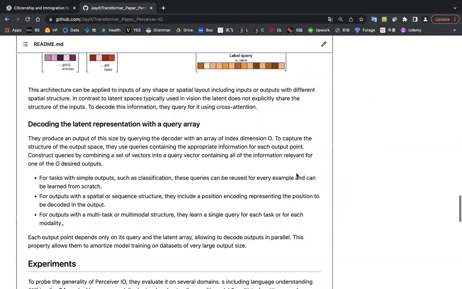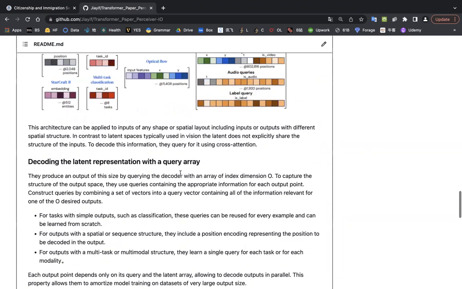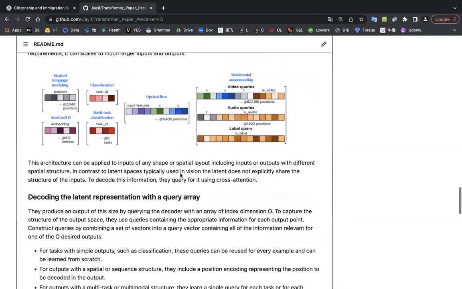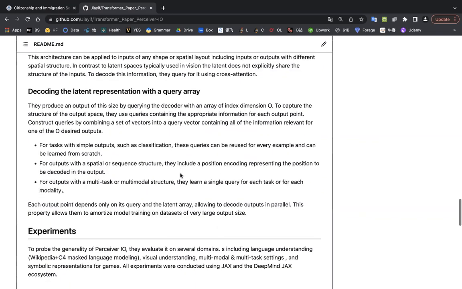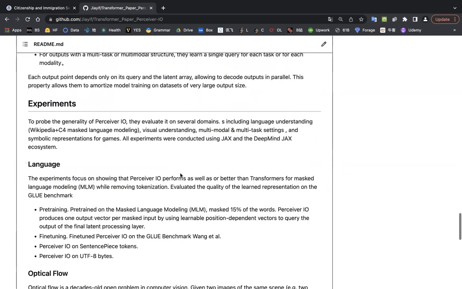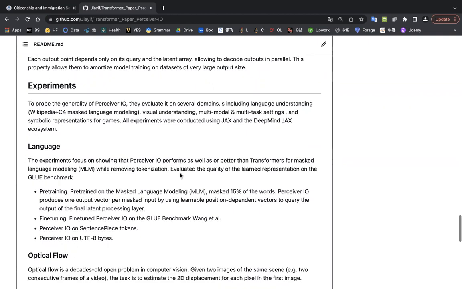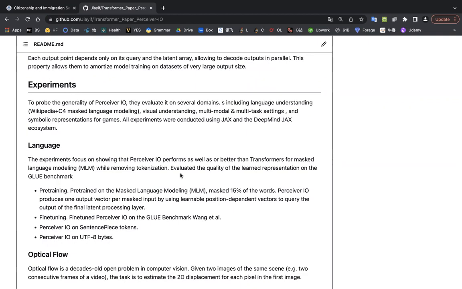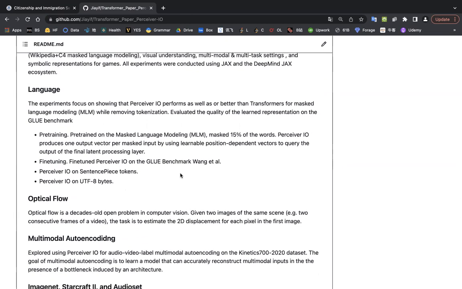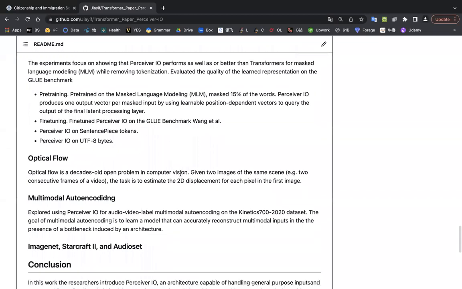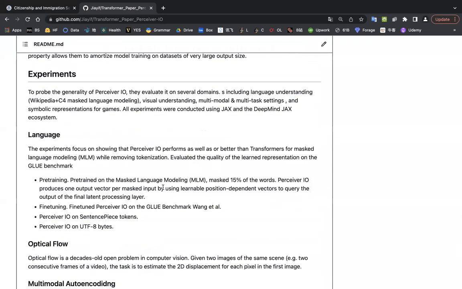Basically, these two parts are still describing the structure and architecture of Perceiver IO. After all this, the researchers ran several experiments on language, optical flow, multimodal, autoencoding, and things like that. If you're interested, you can search for the paper and try this out.